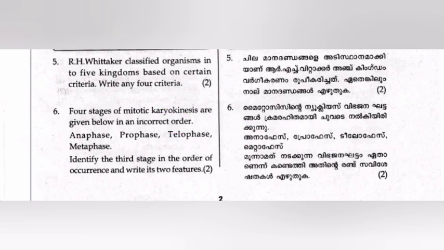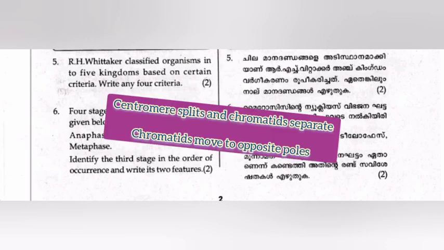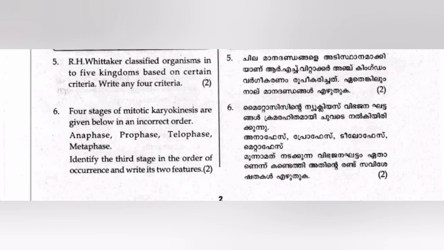6. 4 stages of mitotic karyokinesis are given below in an incorrect order: anaphase, prophase, telophase, metaphase. Identify the third stage in the order of occurrence and write its 2 features. Answer: Anaphase. Features: centromere splits and chromatids separate; chromatids move to opposite poles. Marks distribution: for identification 1 mark and for features half mark each.